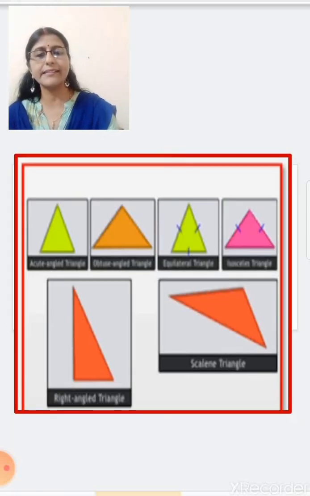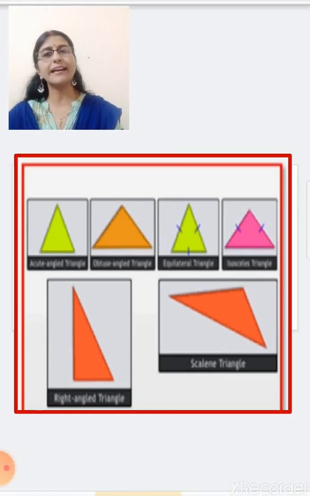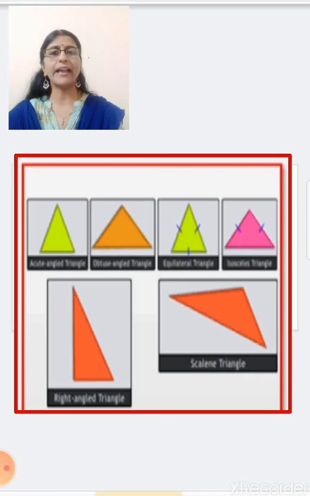Now let us see this one and try to identify the triangles. First one, you can see all the angles are acute. So it is an acute angle triangle. Second one also, you can see all the angles are less than 90 degrees. So it is also an acute angle triangle.